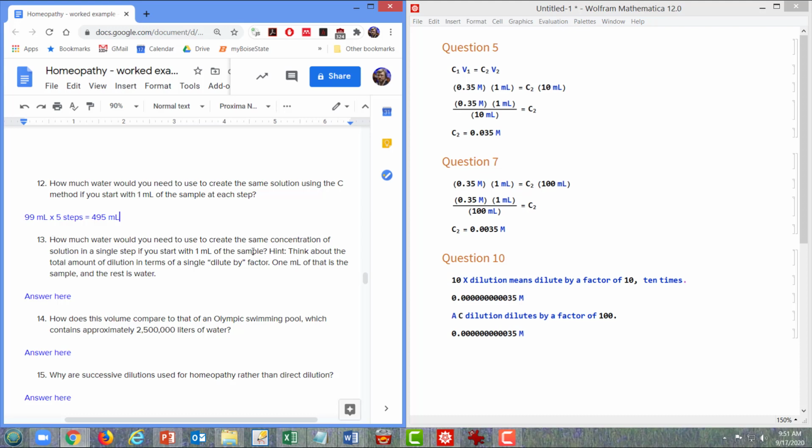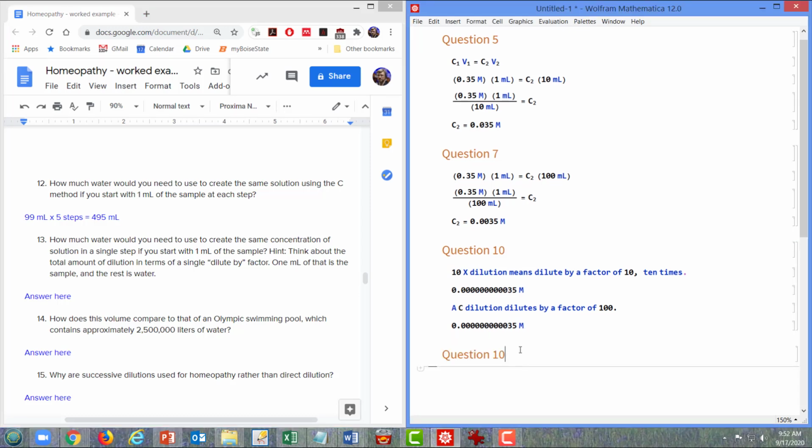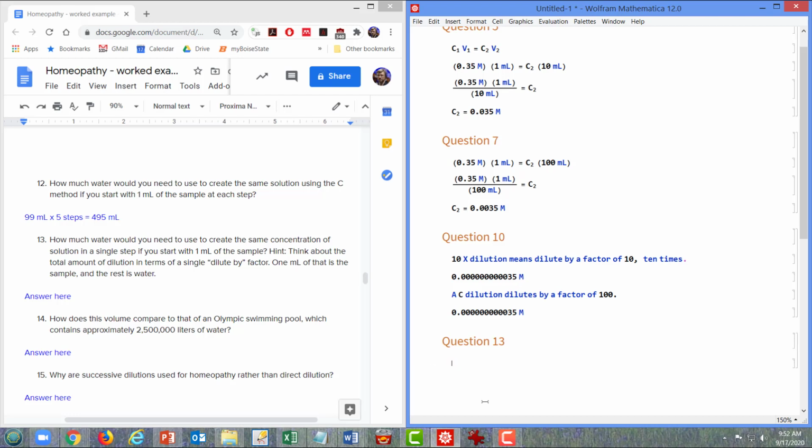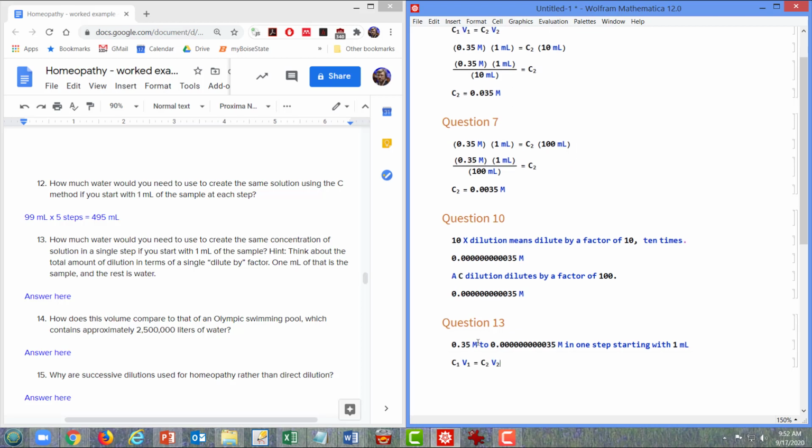Now, how much water would you need to use to create the same concentration of solution in a single step if you start with 1 milliliter? Put this over here. So we are now on question 13. We are wanting to go from 0.35 molar to this concentration in one step, starting with 1 milliliter. Now, the easiest way to do this is probably C1V1 equals C2V2. So let's take a look at that. So this is C1.